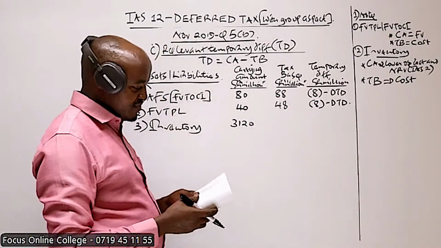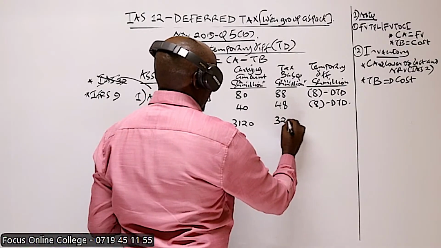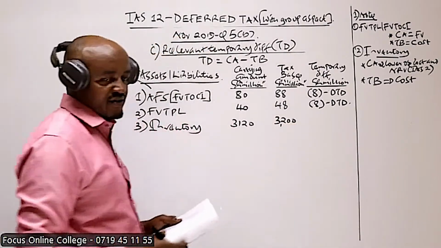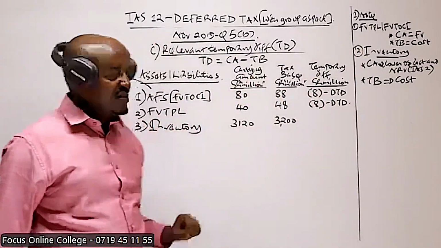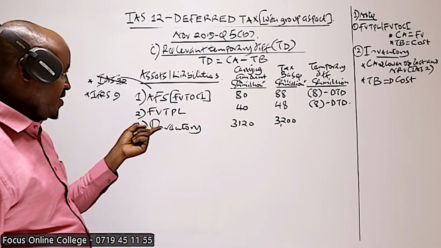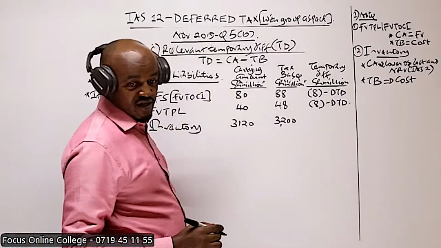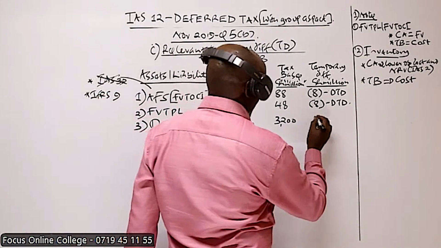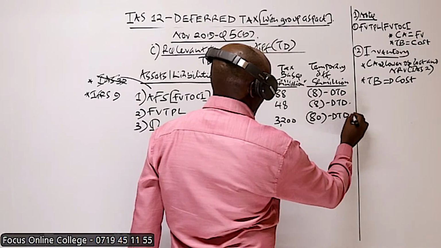But the tax base is the cost. The cost is 32. So we equally get the difference. In addition to this, just remember that point. No need of cramming anything. Just remember that point which I've given you there. So what is the difference here? The difference between these two is 8 million, which is basically a negative, and that is a deductible temporary difference.